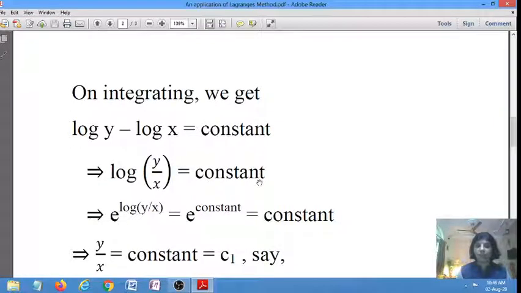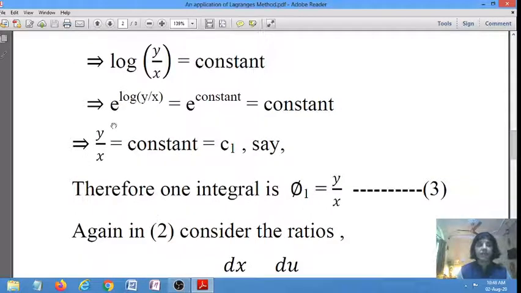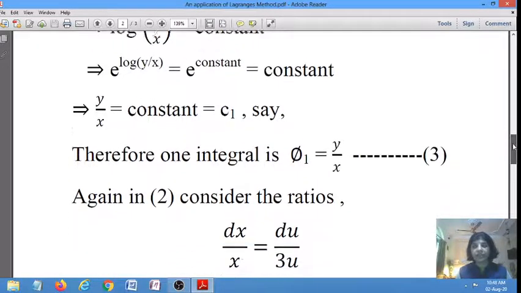Log y by x is equal to constant. Raising both the sides by e to the power, e to the power log y by x is equal to e to the power constant, which is again a constant. And finally, this is the integral that you obtain: y by x is equal to constant, which I am calling C1, say. So one integral is, this is the solution, y by x is equal to C1. So the integral is given by phi 1 is equal to the left hand side of this solution, which is y by x. This integral I am marking as 3.